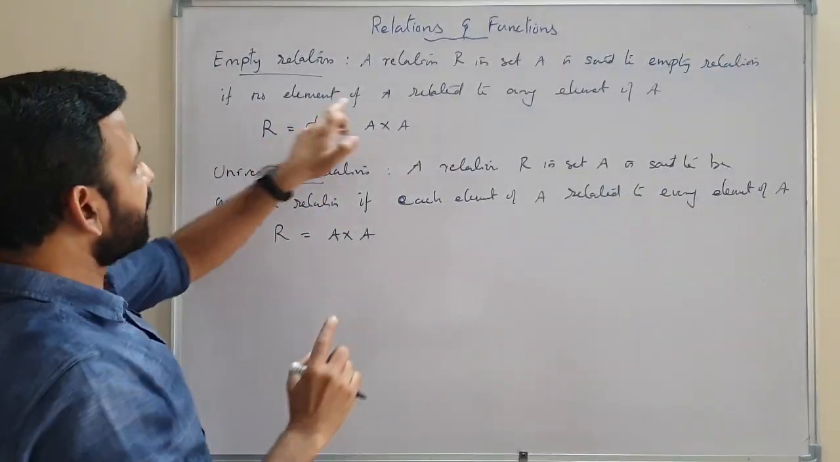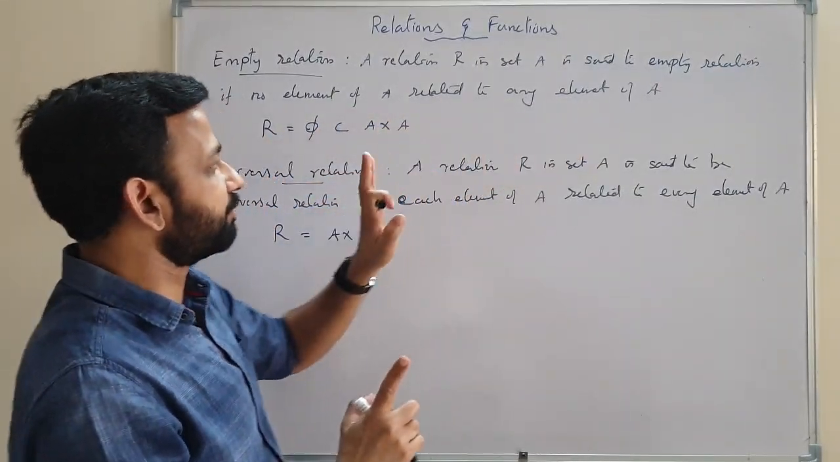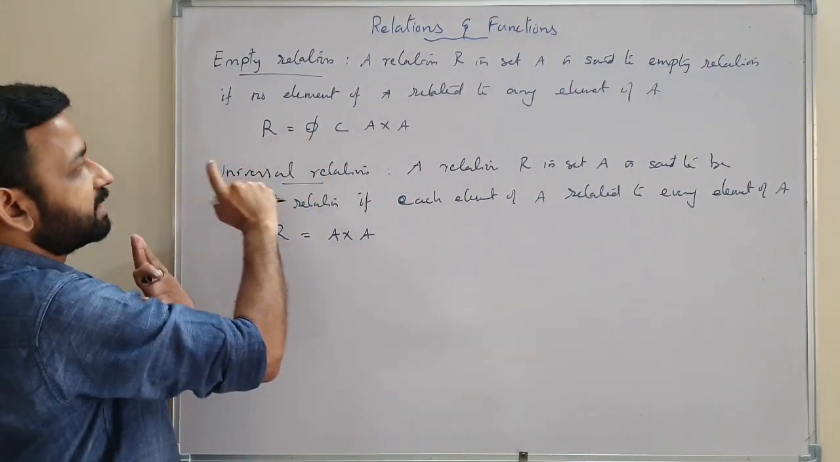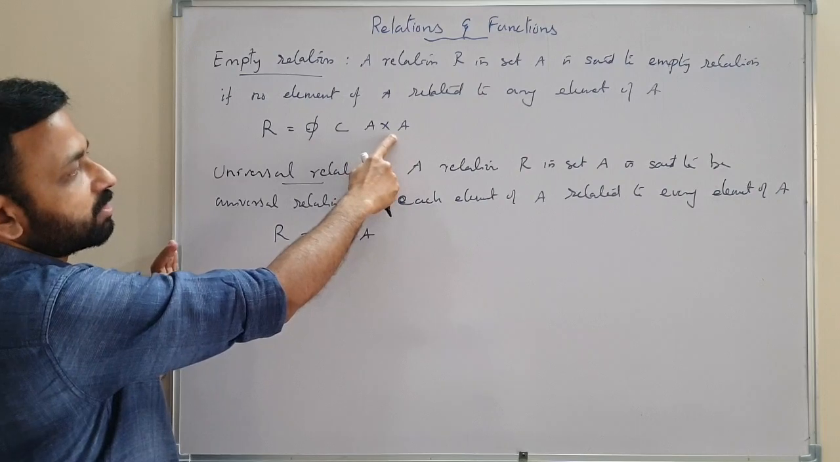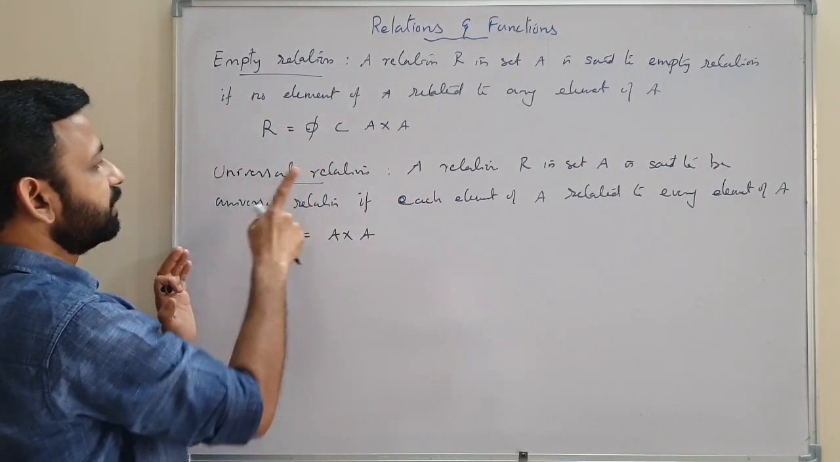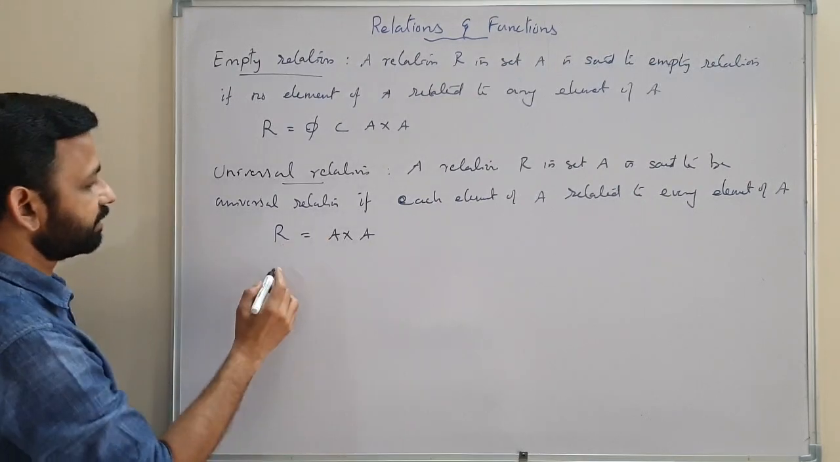But here no element of A is related to any element of A. So the relation is an empty set. No element there. So the empty set is a subset of A cross A. So R is an empty relation, and in the other case R is a universal relation. Now we can give one example.